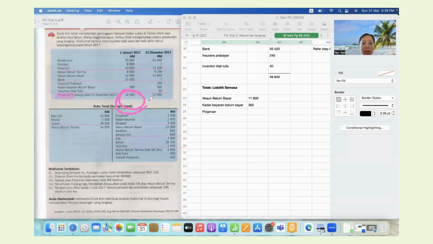You see in the beginning here, you are owing to the bank 16,500. For this owing part, how to do it? In the beginning year, you owe the bank 16,500. And then you see the ending, tamat, you owe 15,000. So beginning and ending, bagi awal, bagi akhir, are different.